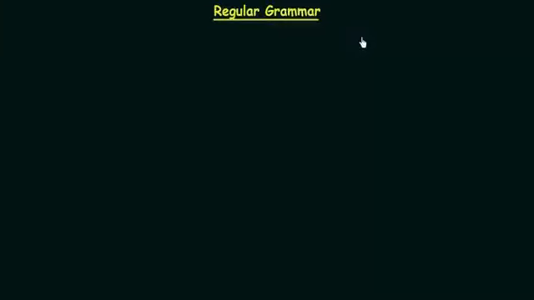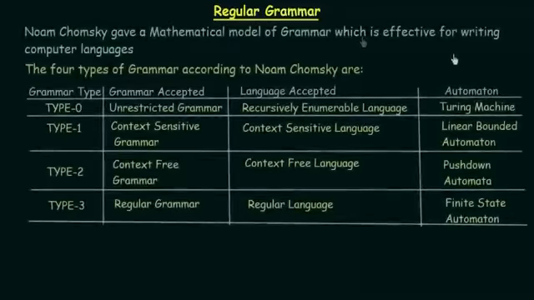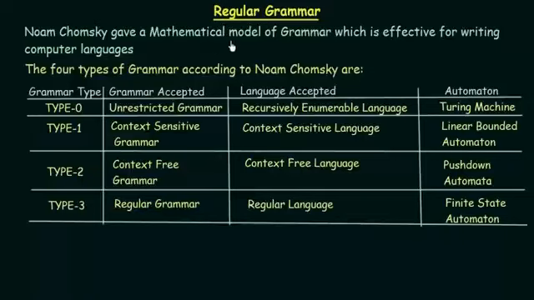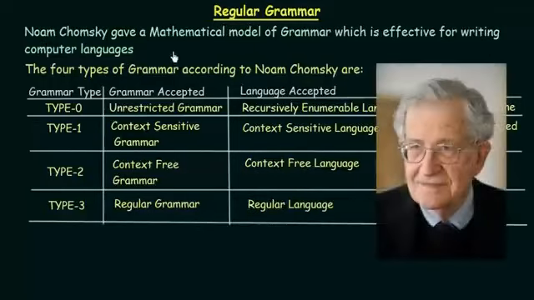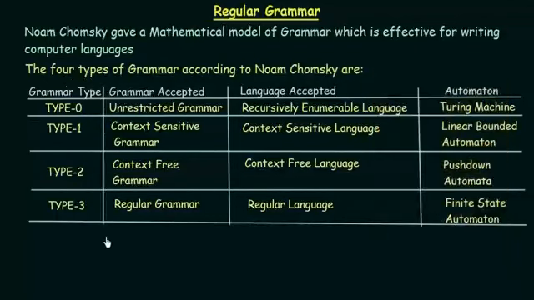In the same way, for writing computer languages also, there is a mathematical model of grammar which is used to write the languages in the correct way. Noam Chomsky gave a mathematical model of grammar which can be used for writing computer languages. And according to Noam Chomsky, there are 4 types of grammars which we will discuss here.